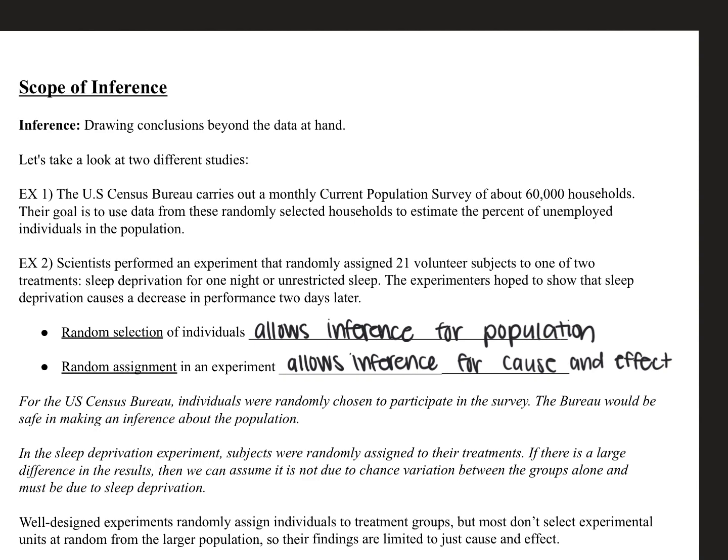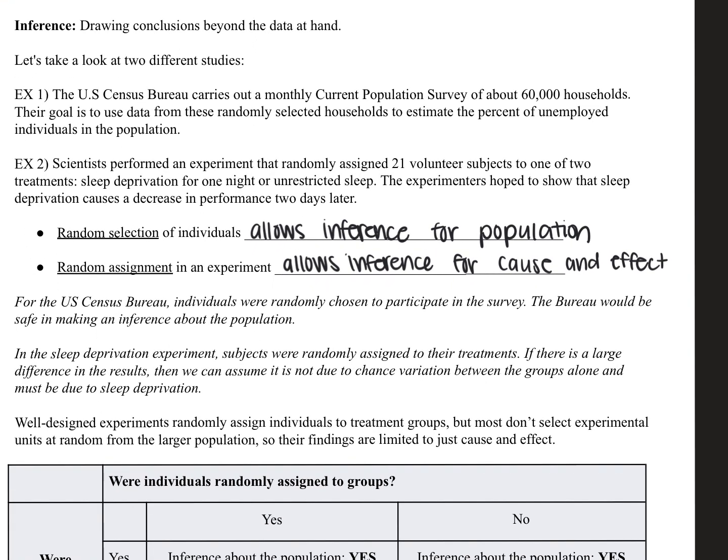So how your randomization plays a part determines whether or not you can make an inference for the population or an inference for cause and effect. You can make an inference for both. So like we kind of discussed, if you randomly select your individuals and randomly assign them, you could make an inference for the population and for cause and effect.